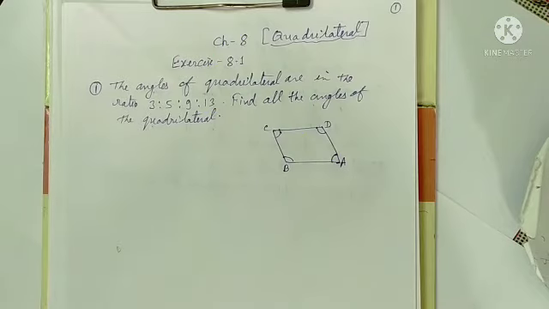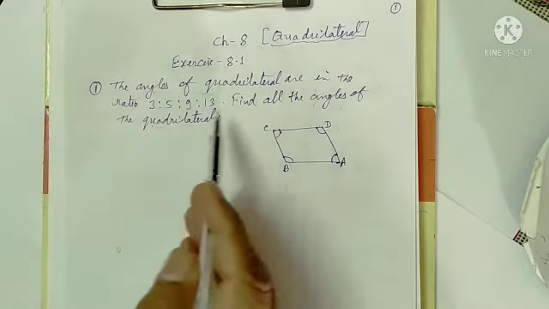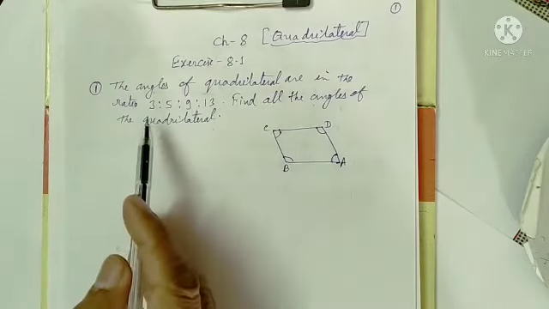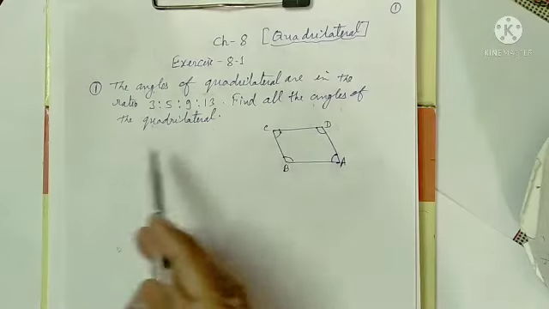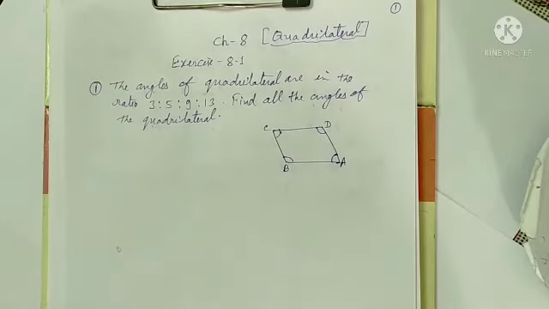We are going to start new chapter 8, Quadrilaterals, exercise 8.1, question number first. The angles of a quadrilateral are in the ratio 3:5:9:13. Find all the angles of the quadrilateral. So how to do this question?